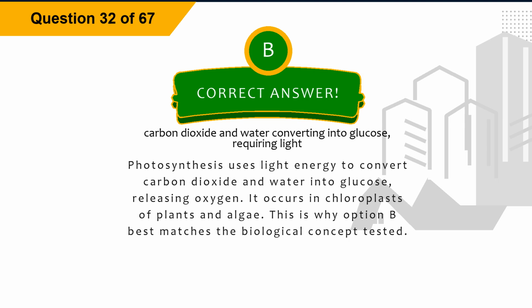Explanation: photosynthesis uses light energy to convert carbon dioxide and water into glucose, releasing oxygen. It occurs in chloroplasts of plants and algae. This is why option B best matches the biological concept tested.